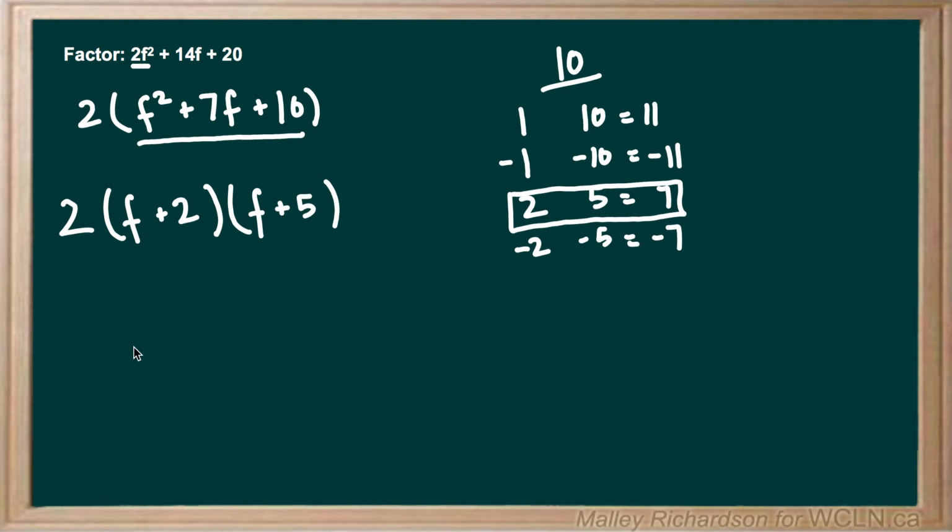So factoring out the polynomial, we're left with 2 multiplied by f plus 2 multiplied by f plus 5 as our final answer.